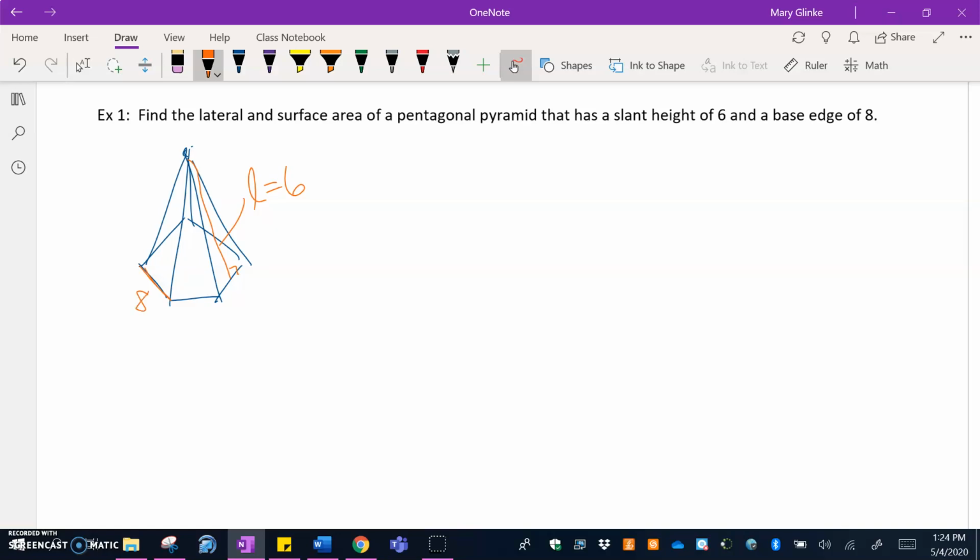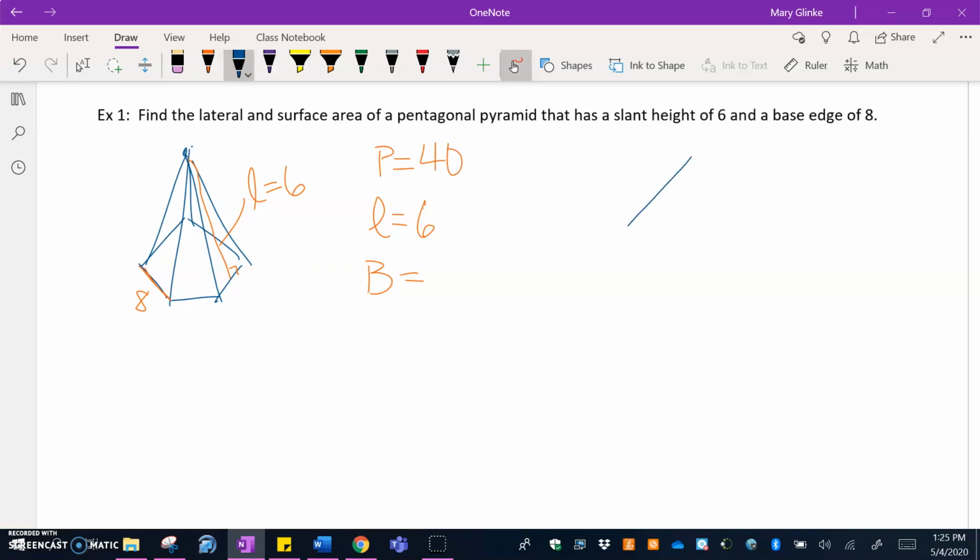which means all of the edges along the base are 8. In order to find the lateral and surface area, we want to know a couple of things. We want to know the perimeter of the base, the slant height, and the area of the base. We already know the slant height. The perimeter of the base, we could do 5 times 8 and get 40. The trickiest thing about this one in particular is finding the area of the base.